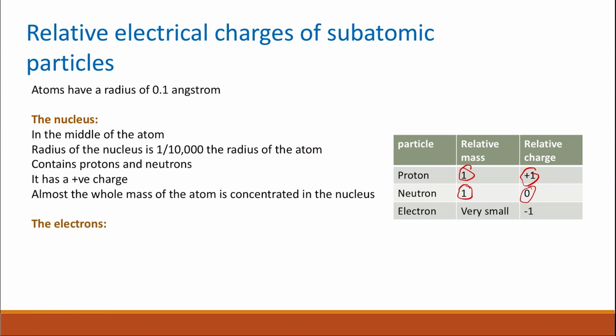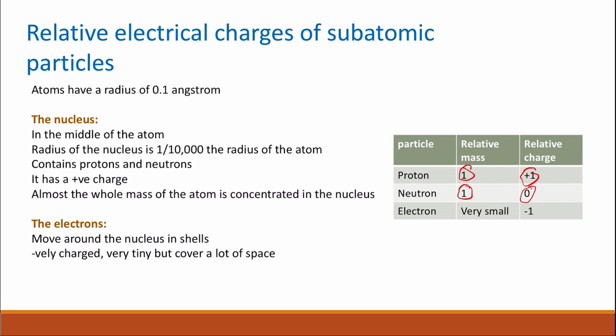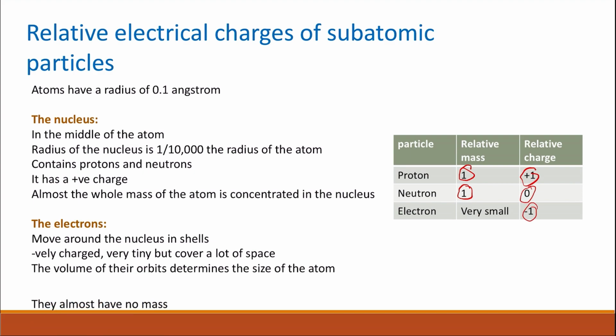And then we have the electrons. The electrons move around the nucleus in shells, and each electron has a relative charge of -1, and their relative mass is very, very small compared to the protons and neutrons. They are almost completely neglected, so this is why the whole mass of the atom is concentrated in the nucleus. The volume of the orbits of the electrons determines the size of the atom, because most of the size of the atom is due to the orbits of the electrons.